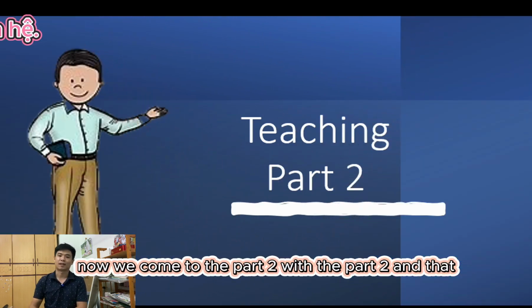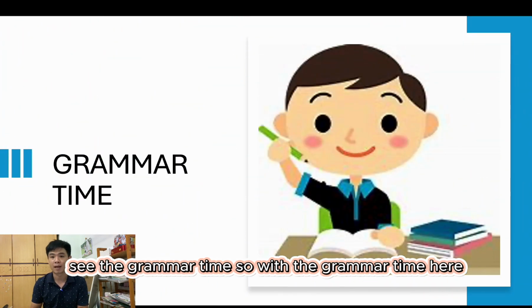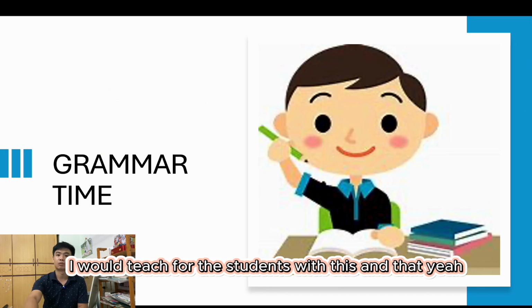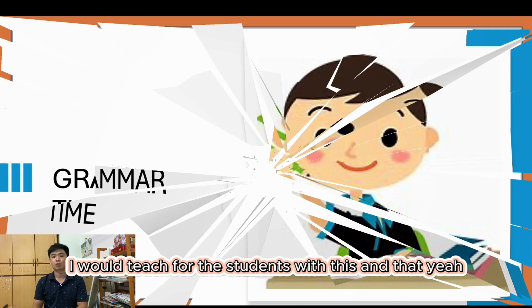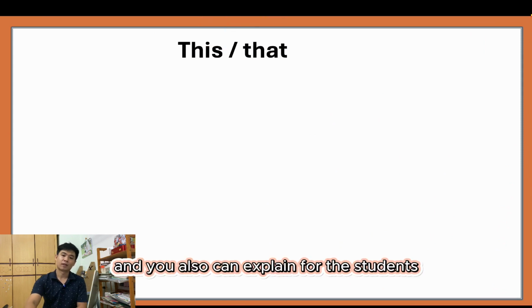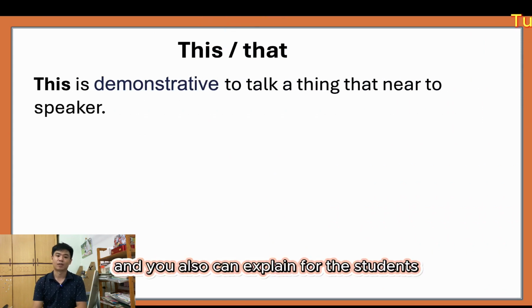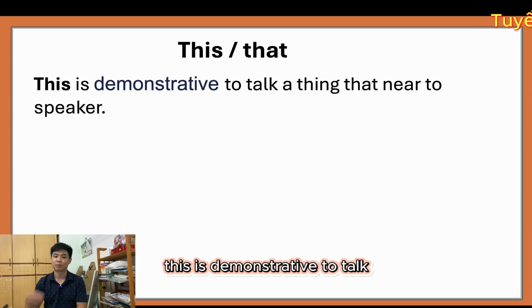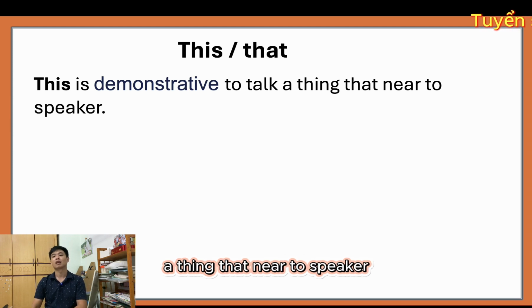Now we come to part two, the grammar time. With the grammar time here, I will teach the students this and that. You can also explain to the students that "this" is a demonstrative used to talk about a thing that is near to the speaker.